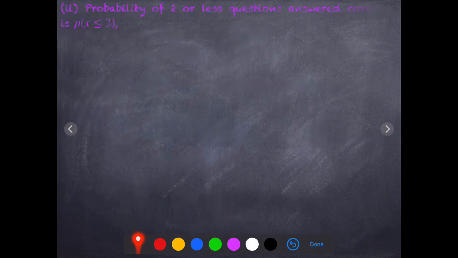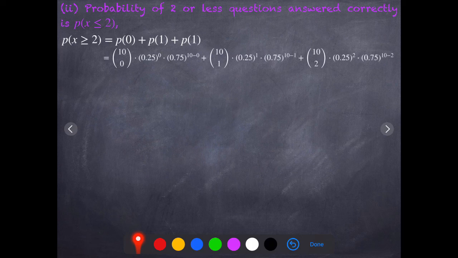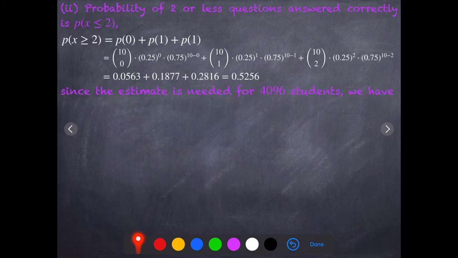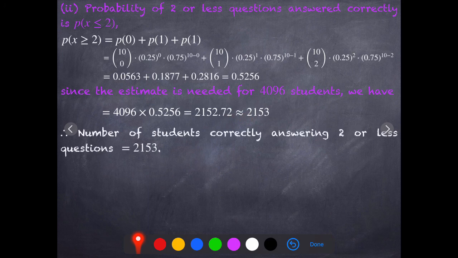Second sub question, the probability of 2 or fewer questions answered correctly, that is less than or equal to 2. So 0, 1 and 2. Okay, there is a typo here, make it P of 2. Substituting these values in the binomial distribution, we will arrive at this particular expression. So simplify this one. Since the estimation is required for 4096 students, you just multiply the obtained answer by 4096, we will get 2152.72. So approximately 2153 students answer 2 or fewer correctly.